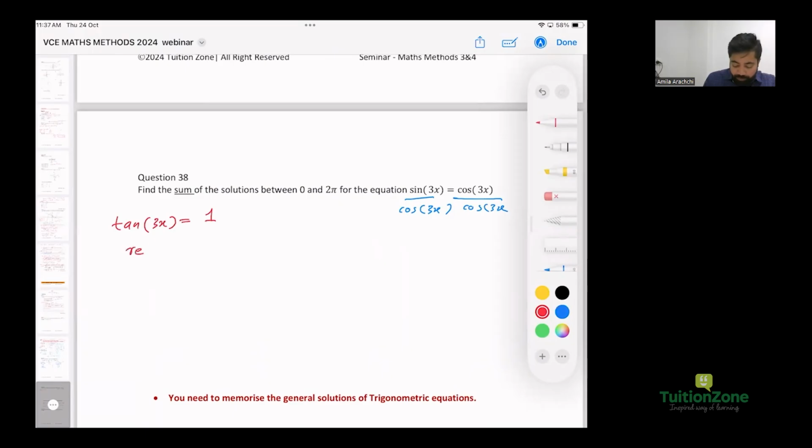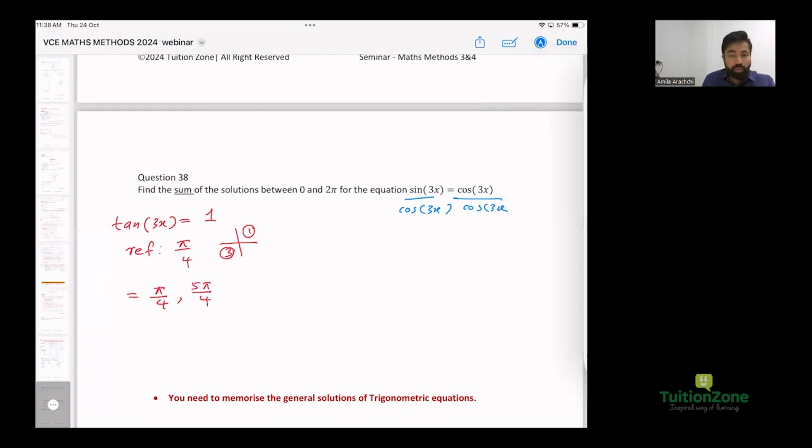Harry, what's your reference angle? Tan of something is 1. Pi over 4, isn't it? Pi over 4. Which quadrants is tan positive? First and third, isn't it? Good. And then let's get the answers. The first answer is just pi over 4. The second answer, in the third quadrant, is pi plus pi over 4, which is 5 pi over 4. Perfect. So you got two answers.